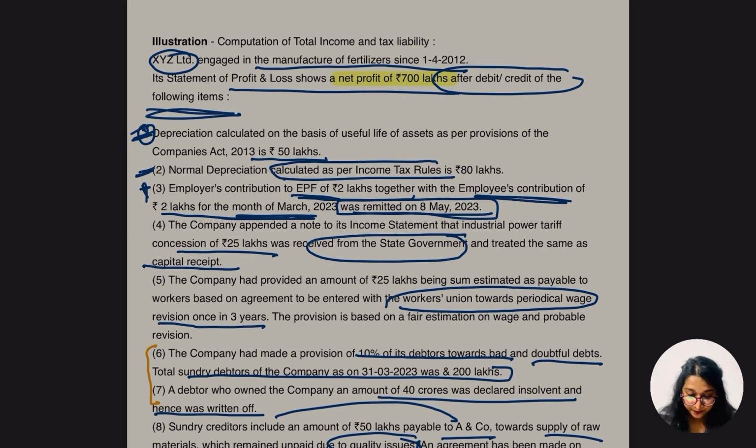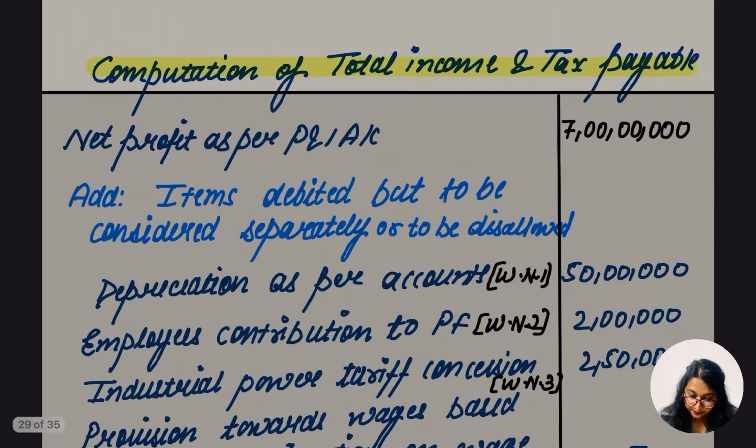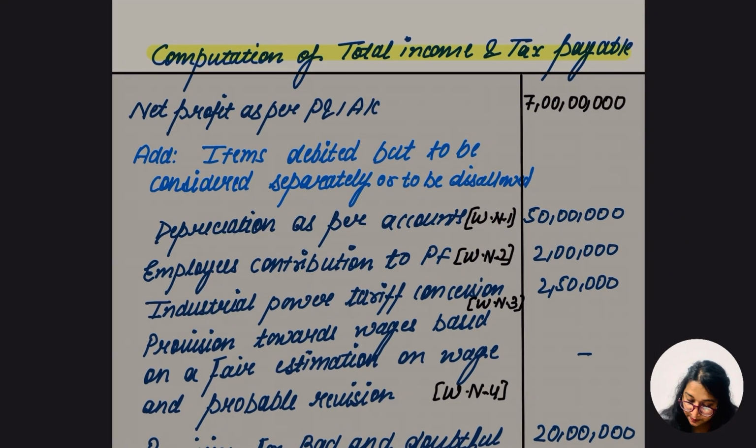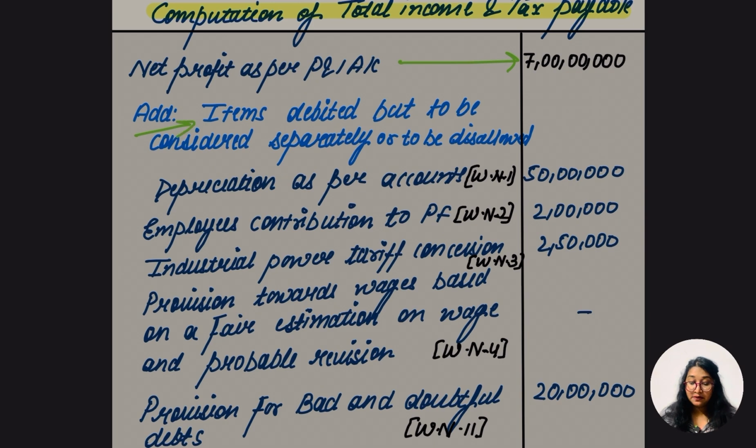As I know this provision, we are going to take the net profit of this company. As per the P&L account mentioned in the question, 700 lakh is to be taken. No adjustment, very simple. Now we have to add items debited but to be considered separately or disallowed.